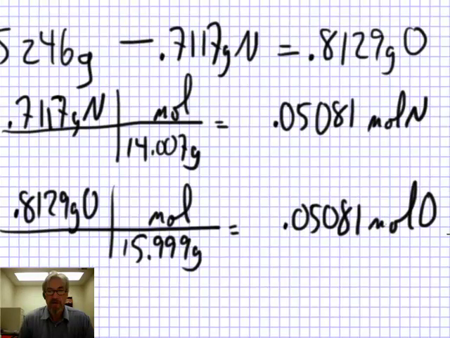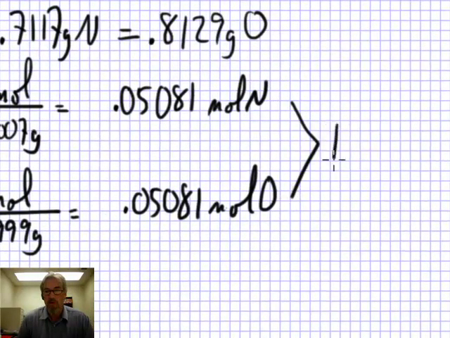So here's what that means. It's a 1 nitrogen to 1 oxygen ratio. So my simplest formula, my empirical formula, is N1O1, or just NO.